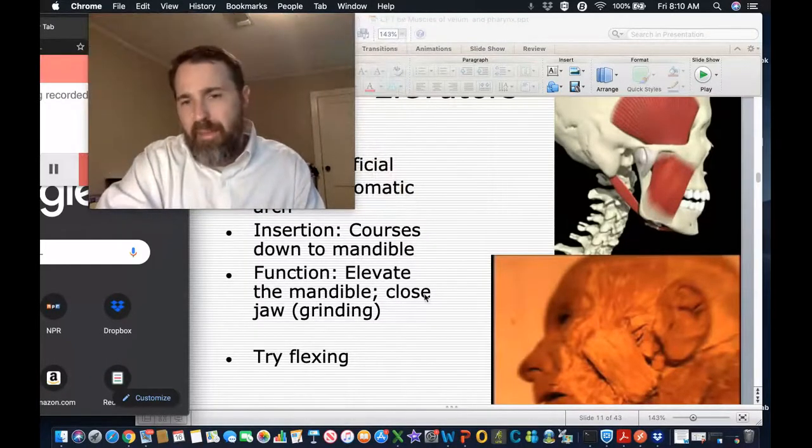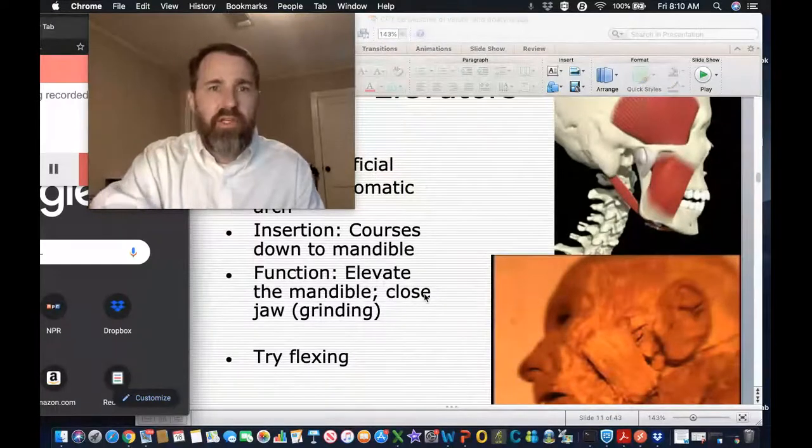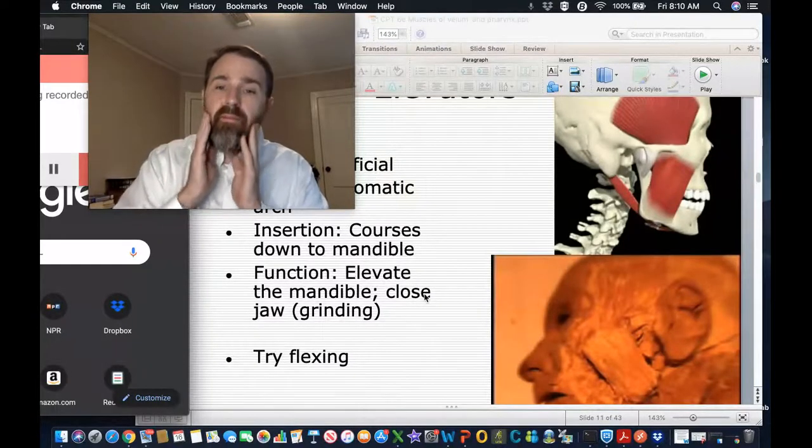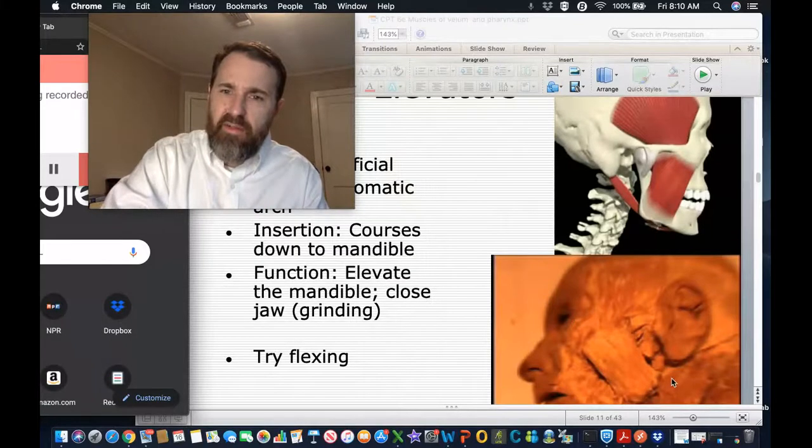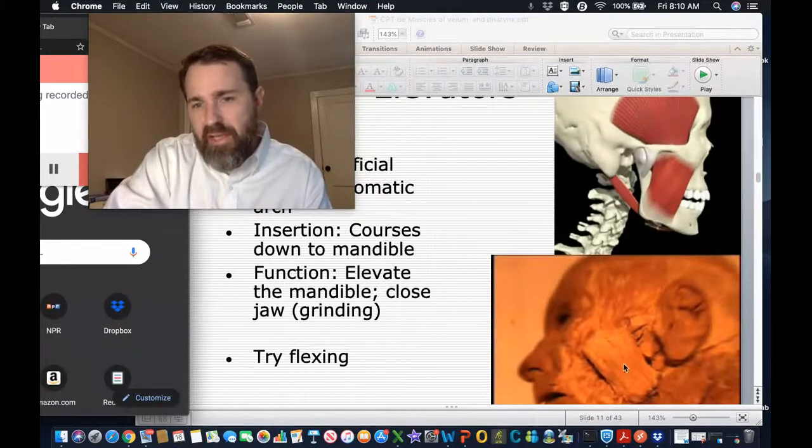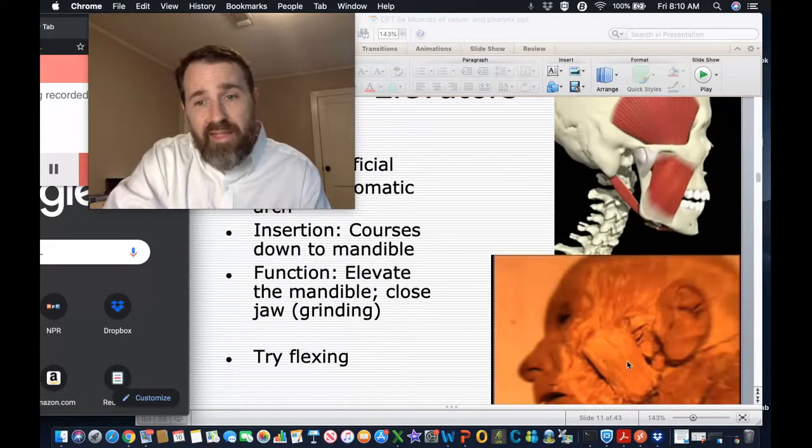And the masseter is very superficial. It's just beneath your skin. And it's a large muscle of the face. It's a large muscle of mastication. Looking down here, you can see the skin stripped away on this cadaver. And that is a prominent piece of muscle right there.